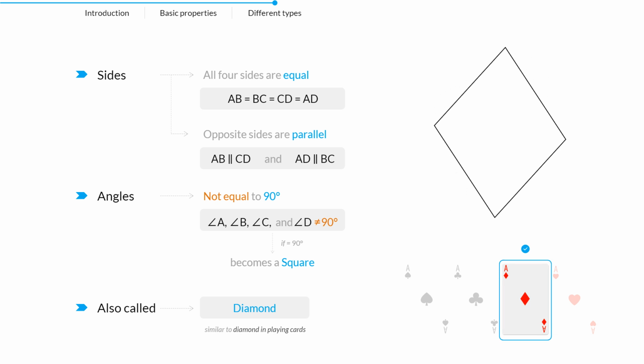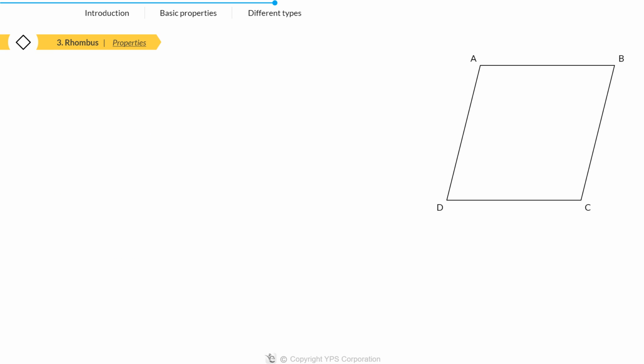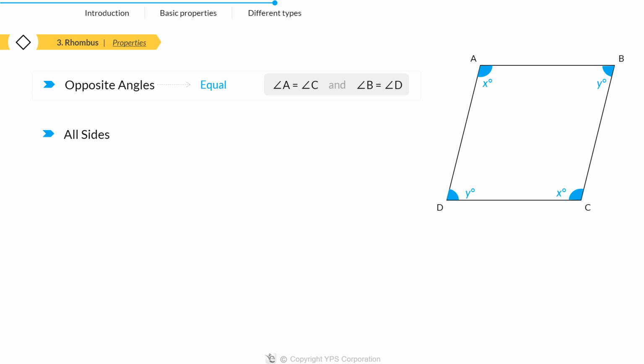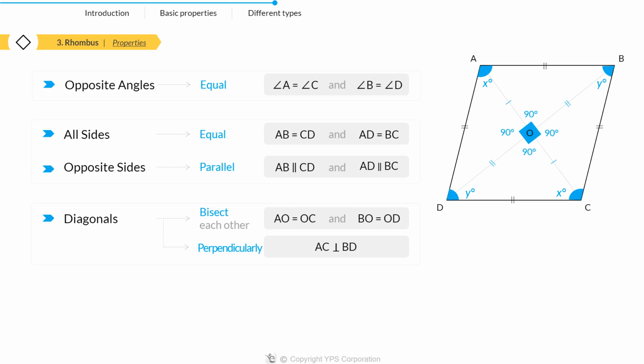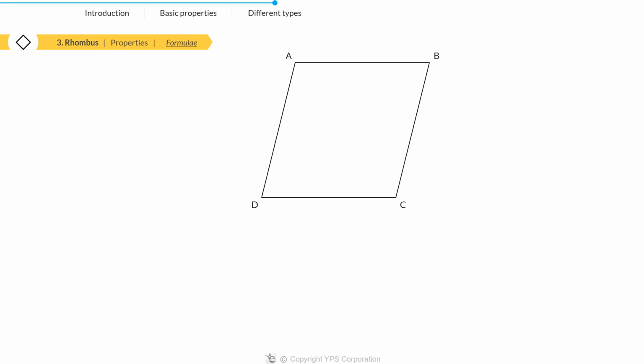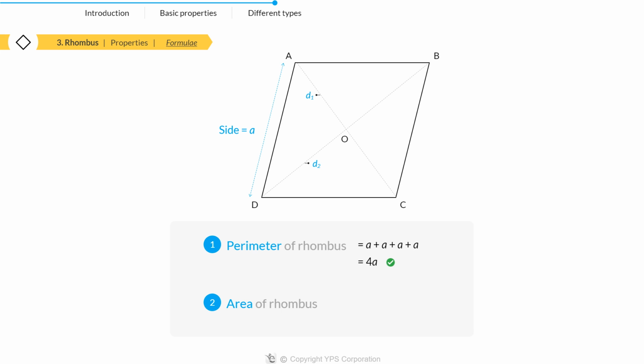Let's move on to the properties of rhombus. It has four properties. Opposite angles are equal. All sides are equal and opposite sides are parallel to each other. Diagonals bisect each other perpendicularly, and sum of any two adjacent angles is 180 degrees. If we want to calculate the area and perimeter of a rhombus with side A and two diagonals D1 and D2, then the perimeter of a rhombus equals 4A. Area of a rhombus equals half into D1 into D2.